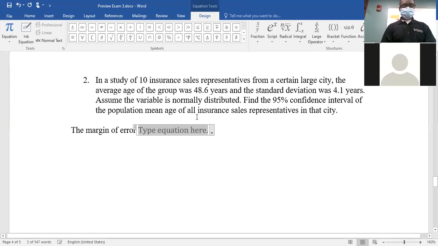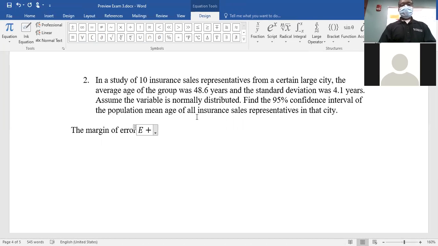Here we are using the t-distribution because, why do we use the t-distribution? Anybody, an idea? Why do we use the t-distribution? We have to use either the z or the t. Should we use z or t here? T.